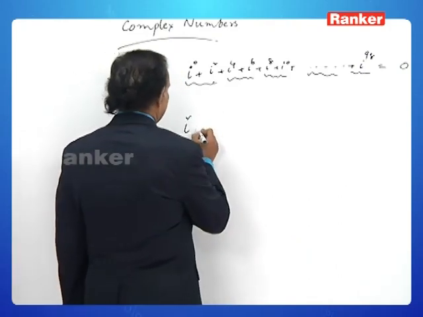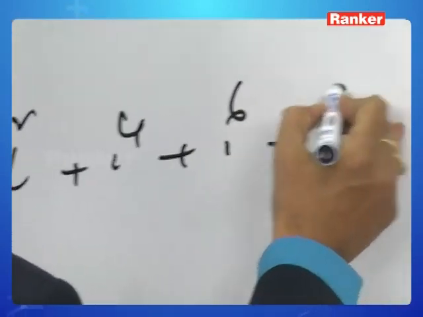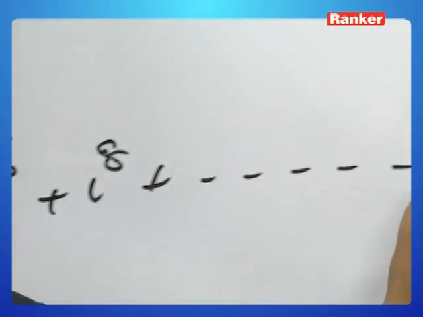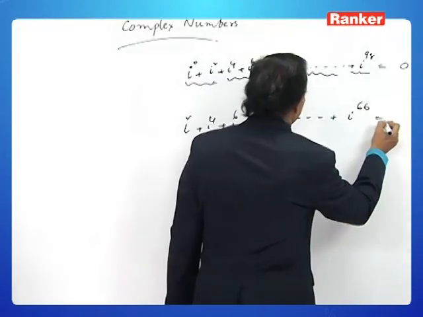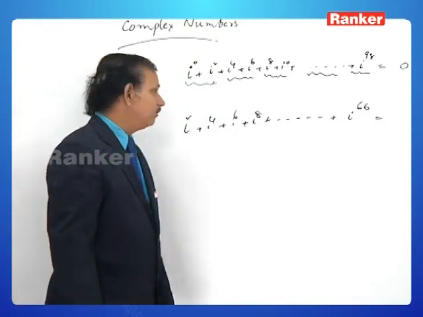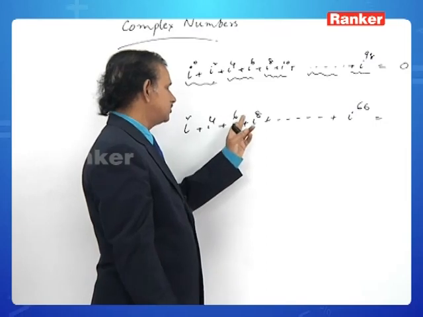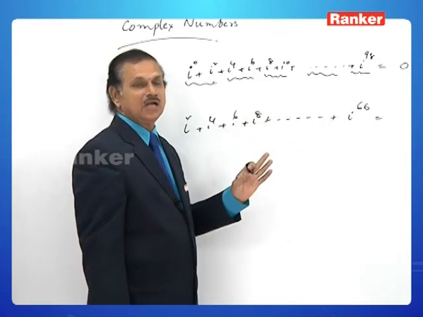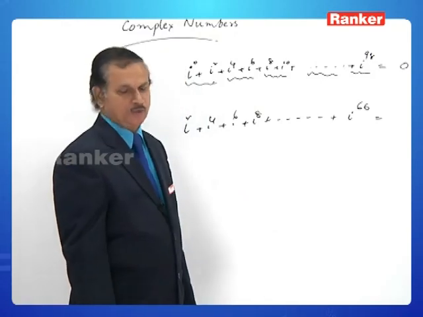i square plus i power 4 plus i power 6 plus i power 8 plus etc., up to i to the power of 66. What is the answer? Now, how many terms are here? 2 1s are, 2 2s are, 2 3s are, 2 4s are, up to 2 33s. So 33 terms are here.